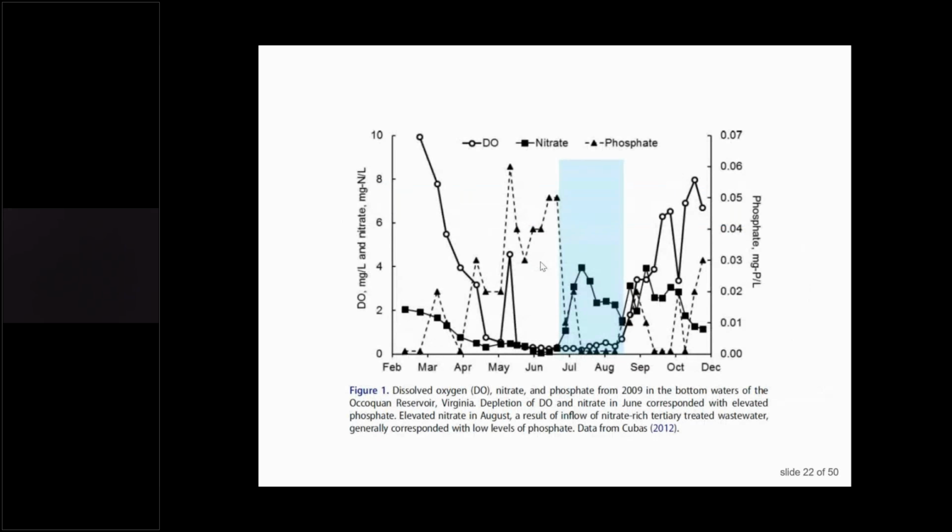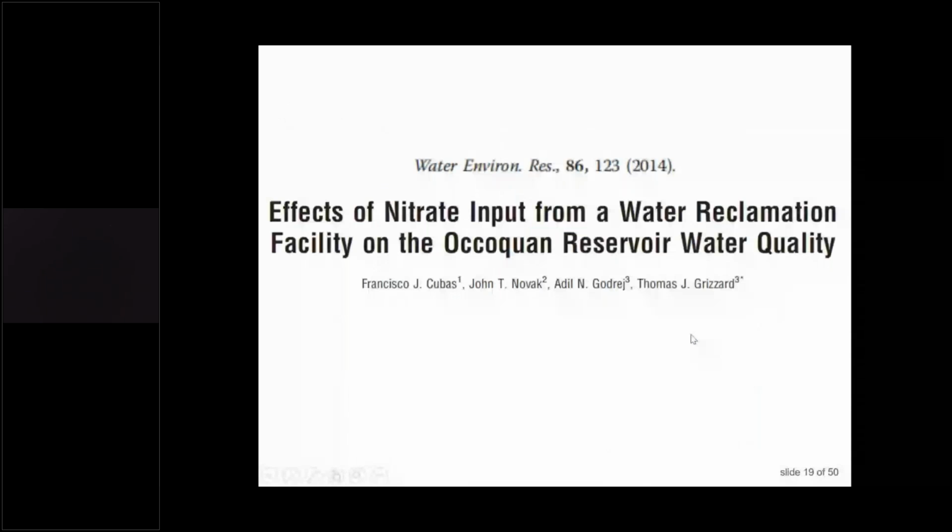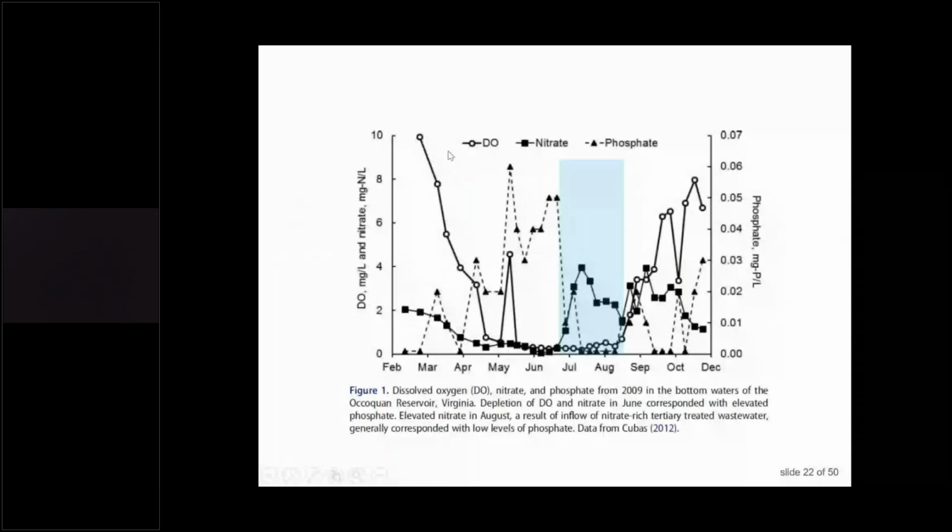And so this is a dataset of water quality from, I think it's RO5, but it's one of the downstream sites. So let's just take a look at it. Okay, we have time, and then we've got DO as the circle, nitrate as the square, and phosphate as the triangle. So we kind of see this classic, and this is in the bottom water, right? Bottom water of Occoquan Reservoir.